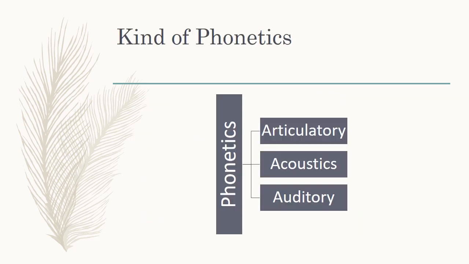Okay, next we're going to talk about the kinds of phonetics. I have already told you that in phonetics we're going to discuss several things, and there are the divisions of phonetics itself. The first, we're going to talk about articulatory phonetics. Second is acoustic phonetics. The third, we're going to discuss auditory phonetics.